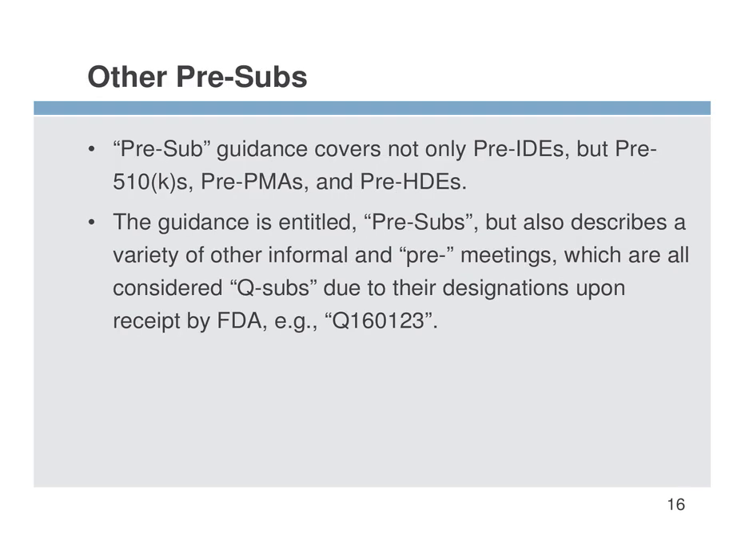So there are other pre-submissions. I mentioned, we talked about pre-IDEs, but there's also pre-510Ks, pre-PMAs, pre-HDEs. The guidance is entitled pre-sub, so sometimes people will alternate between calling something a pre-sub or a Q-sub or a pre-IDE, just informally as we're talking about it. It's because the guidance talks about some other informal meetings that aren't strictly pre-sub meetings, but they're all considered Q-sub because they're all given a designation of Q, XXXX, 2 digits for the year, 4 digits for the accession number. So just like we have K numbers for 510Ks and IDE numbers have G numbers, they have Q numbers.